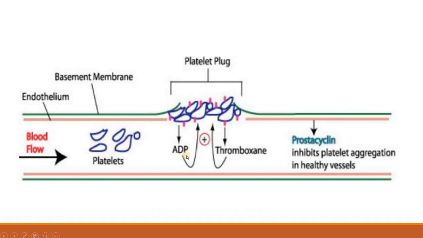After that, the endothelial layer, blood flow. After that, platelet, basement membrane. This is the basement membrane. Here there is a platelet, and this is the platelet plaque. Plaque formation, and ATP comes out through the plaque, along with thromboxane and prostaglandin. This is an inhibitor of platelet aggregation in healthy and disease states.